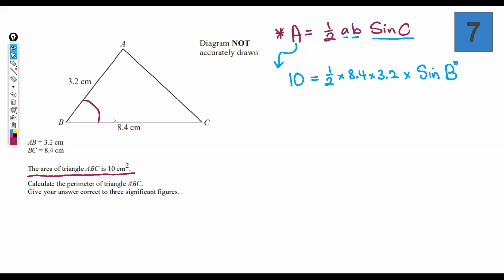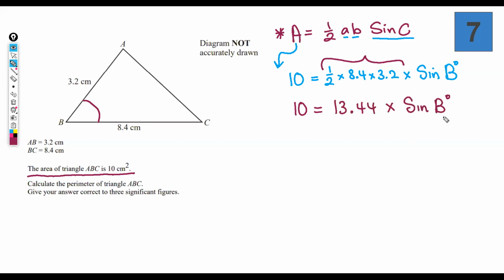All right, so let's work out what we have over here. We have 10. Let's multiply these three values: a half multiplied by 8.4 multiplied by 3.2. That should be easy to do on the calculator. And if you don't like a half, don't let it bug you. Replace it with 0.5. 0.5 by 8.4 multiplied by 3.2. You're going to have 13.44 multiplied by sine B.